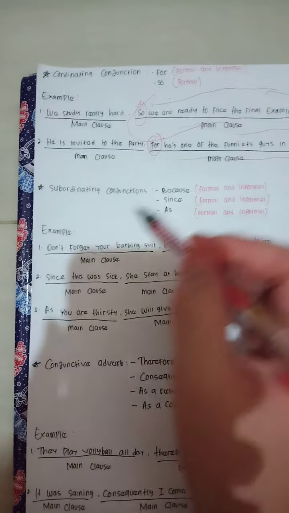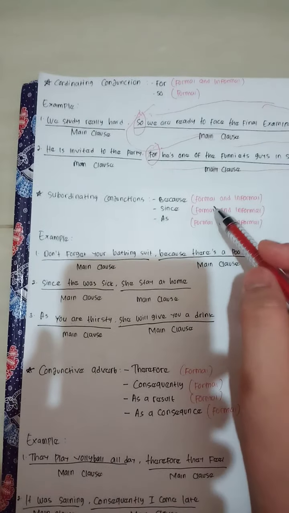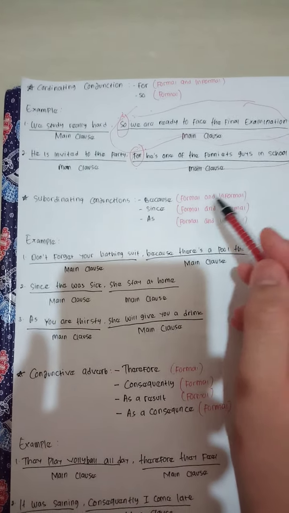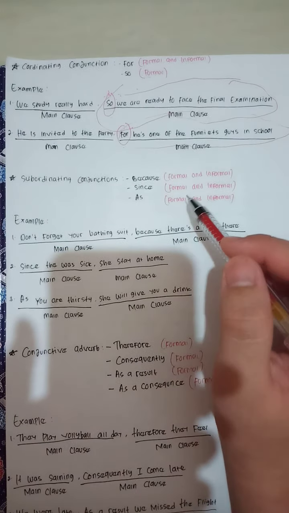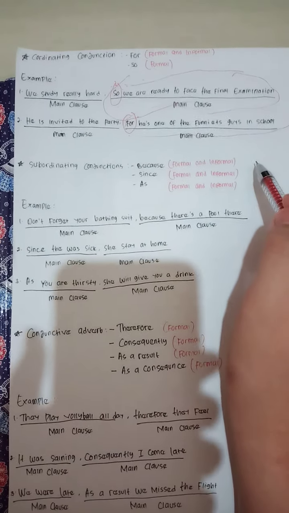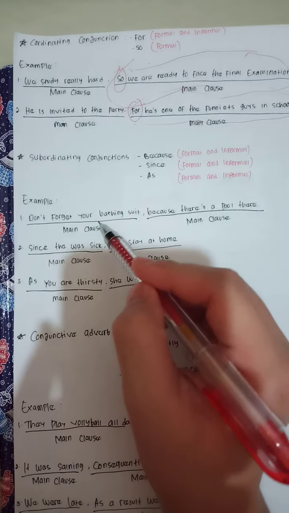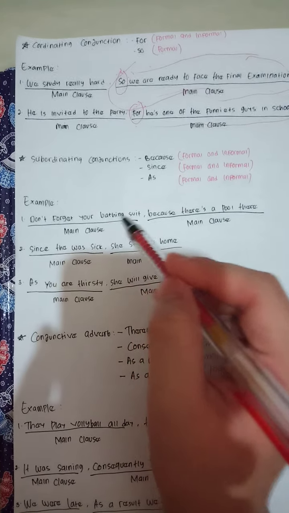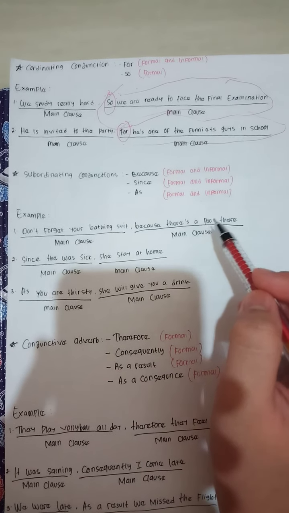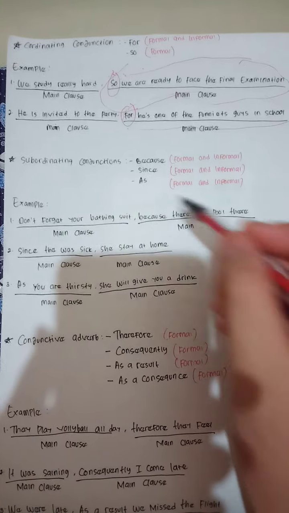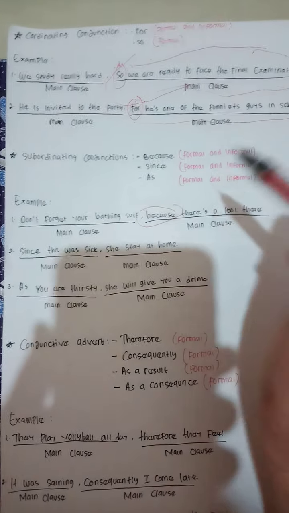The next, subordinate conjunctions: because, formal and informal; since, formal and informal; as, formal and informal. The first example: don't forget your bathing suit because there is a pool. This is the first "because".